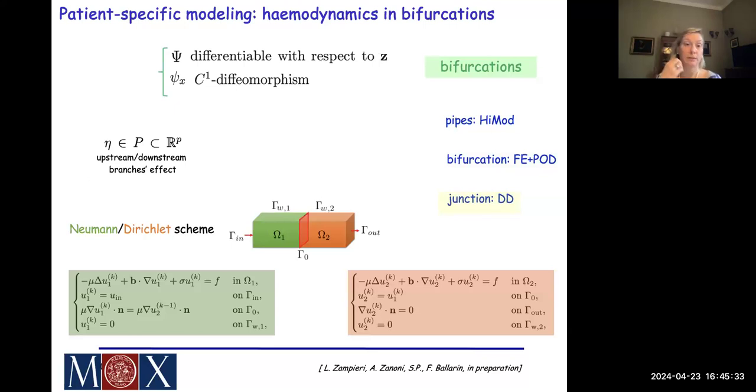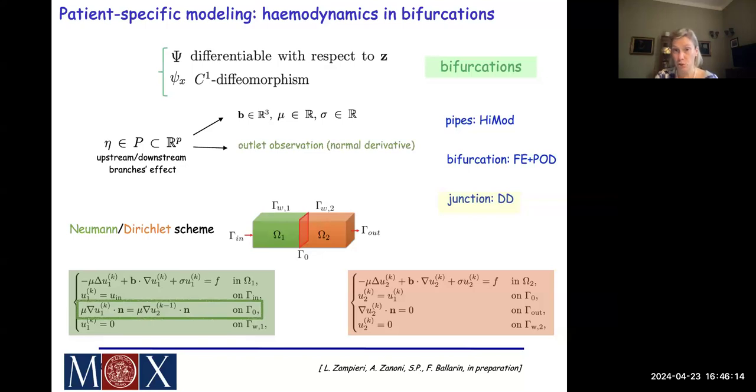Now I provide you some details about the selection of the parameter, since we have included the possible effect of the upstream and of the downstream branches of the bifurcation into this parameter. In particular, eta has been defined by, first of all, collecting some data associated with the physical problem we are dealing with. This means the three components, three in such a case, of the advective field, the diffusive and reaction contribution.